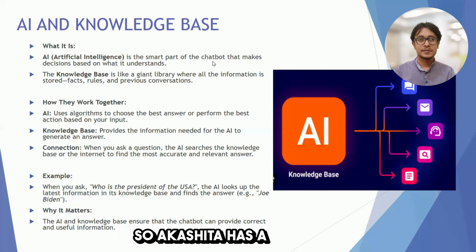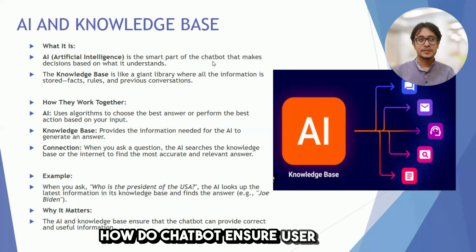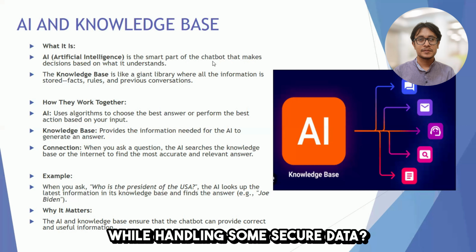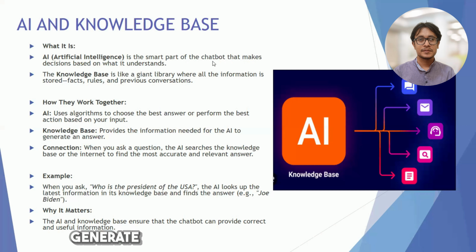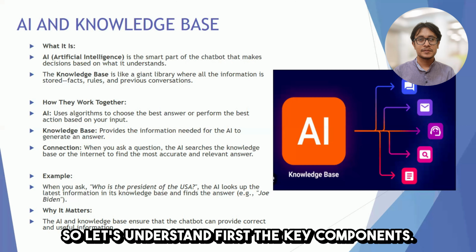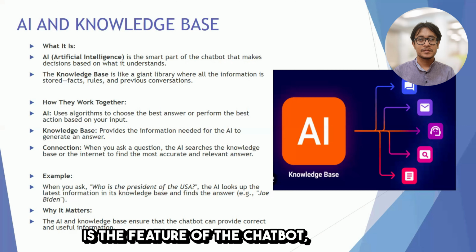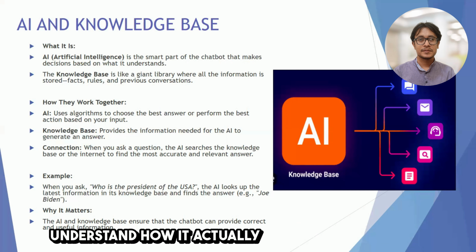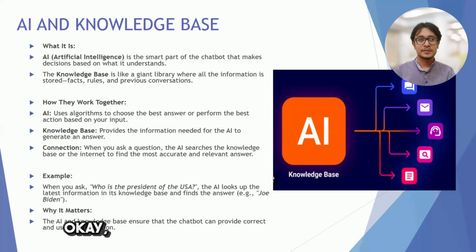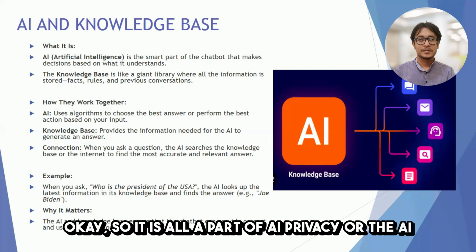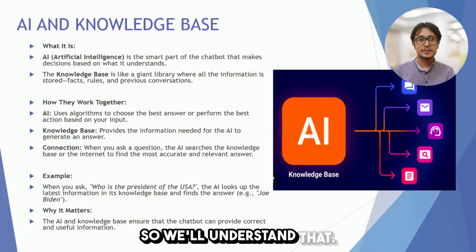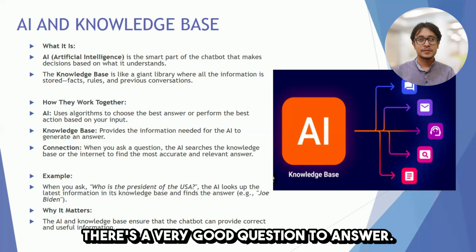So Akashita has a question: how do chatbots ensure user privacy while handling sensitive data? And also, why do chatbots sometimes generate incorrect or misleading answers? So let's first understand the key components. Before knowing what the chatbot actually has, what the features of the chatbot are, you will not understand how it actually captures privacy. So it is all a part of AI privacy or AI data, you can say. We'll understand that. Yeah, that's a very good question.